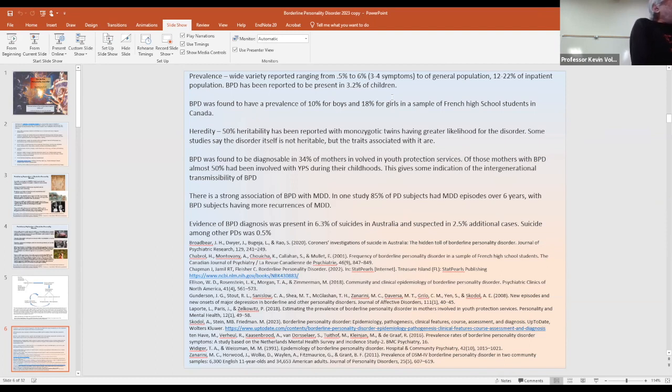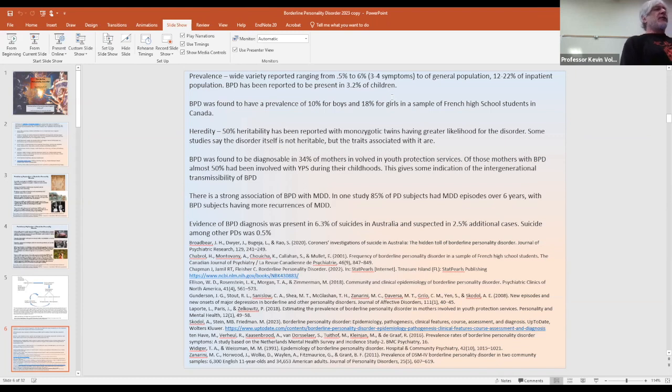And again, when you look at BPD and you look at people's childhood background, inevitably there are some problems in their early childhood, some problems with the caregiving. Okay.